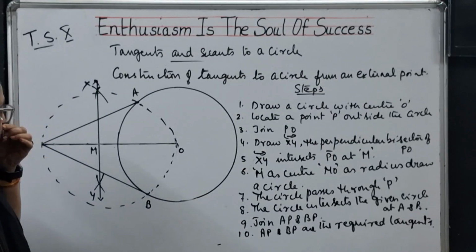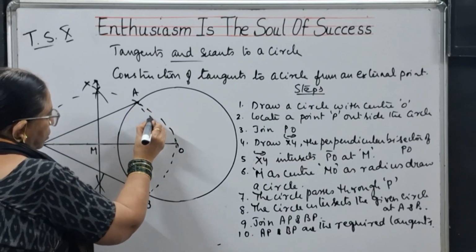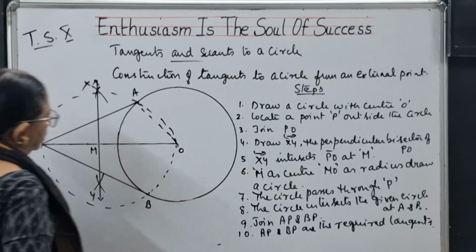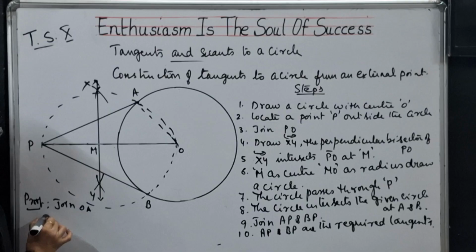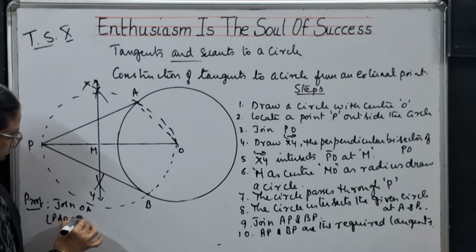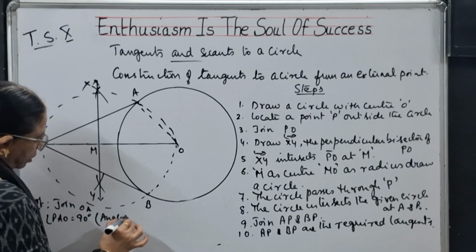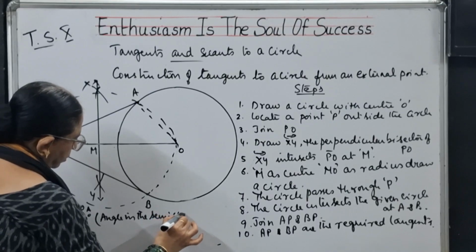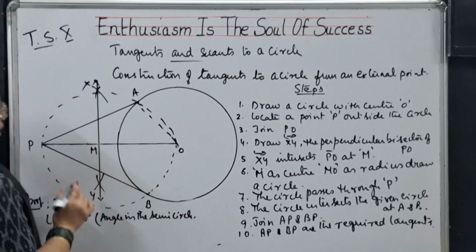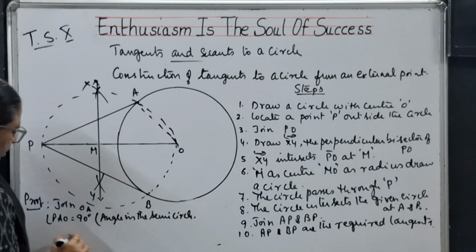Now children, if you want to prove it, you can even write the proof. How will you write the proof? You have to join O and A. First you have to join OA. And angle PAO is equal to 90 degrees. Why? Because it is an angle in the semicircle. Yes or no? So this is the diameter for this circle. Then the angle in the semicircle is always 90 degrees.